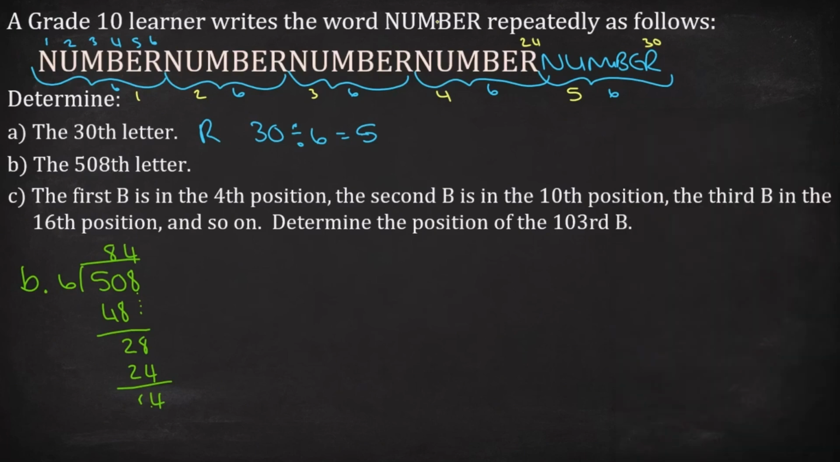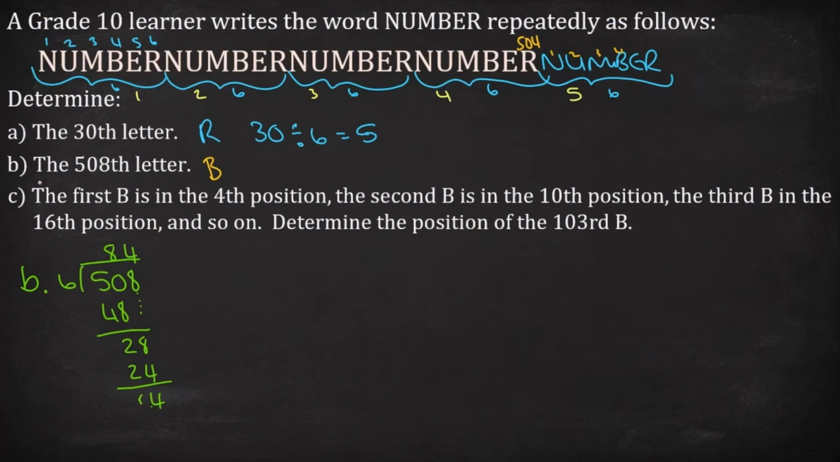So let's do that. Let's imagine that this last R is on position 504. So I'm going to say this is on position 504, but we have this remainder of 4. So we need to add 4 more letters: 1, 2, 3, 4 letters to get to 508. Let's count: 505, 506, 507, and 508. The letter that we are looking for is B.